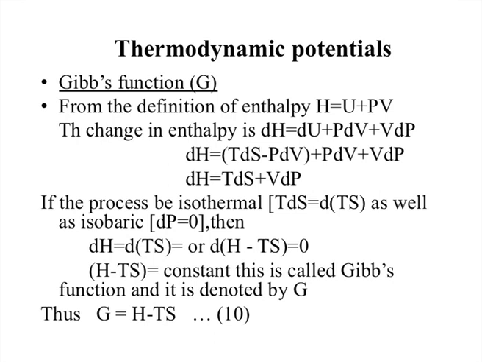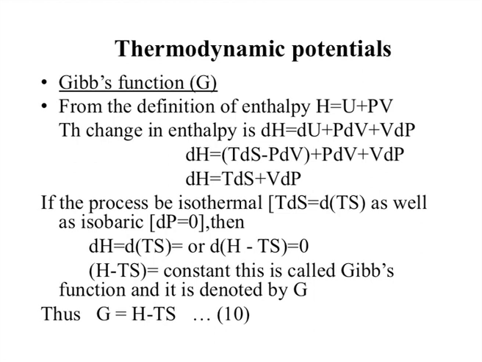After this, if you consider the process as isothermal, in which we can treat TdS as d of TS, as well as isobaric, the change in pressure is equal to 0, that is, dP is equal to 0. Therefore, we can write dH, the change in enthalpy, is equal to d of TS, or d of (H minus TS) is equal to 0. Therefore, H minus TS is equal to constant.